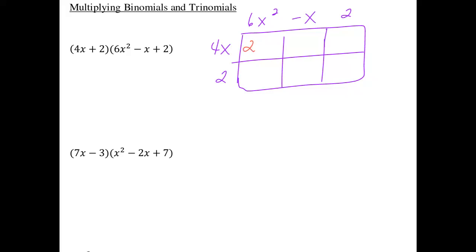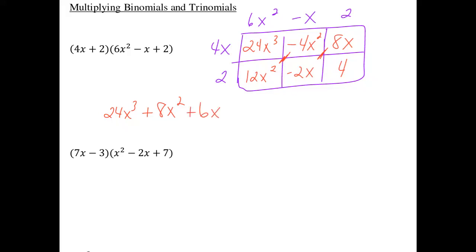So 24x cubed for that first one, negative 4x squared, 8x, 12x squared, negative 2x, and positive 4. Now we're looking for like terms to get out. So 24x cubed is all by itself. Then we've got these two, negative 4 and positive 12 will give us positive 8x squared. Don't add the exponents. We're only adding coefficients here. And then positive 8 and negative 2 will give us positive 6x and then plus that 4 on the end. And that's it. That's box method for binomial times a trinomial.